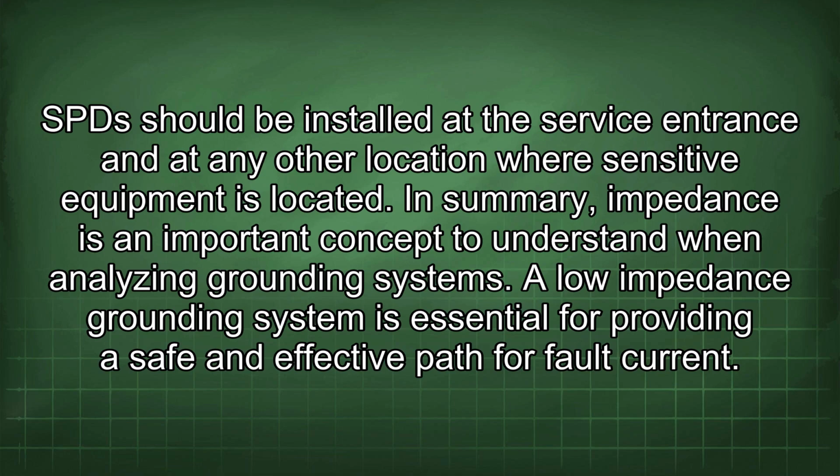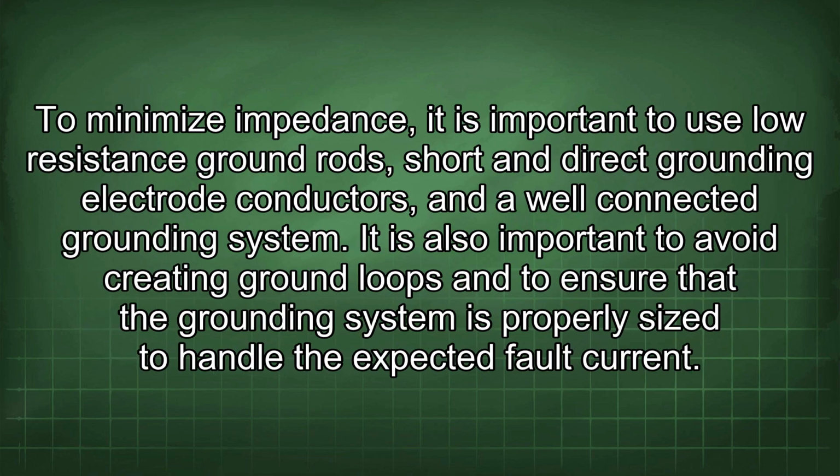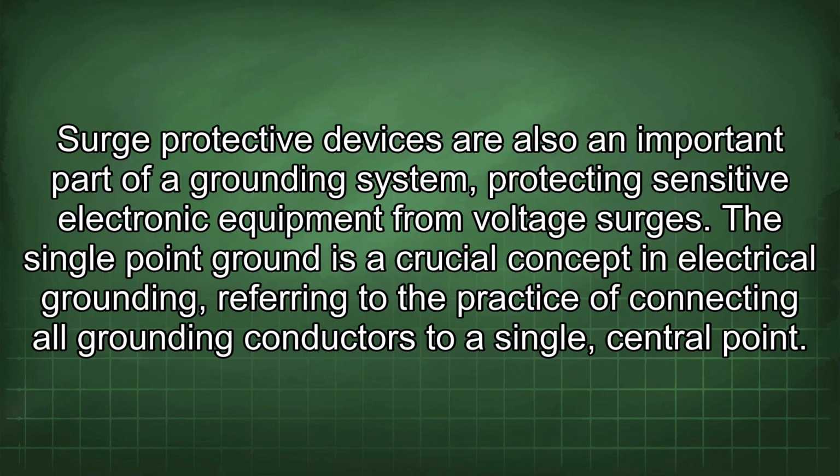In summary, impedance is an important concept to understand when analyzing grounding systems. A low impedance grounding system is essential for providing a safe and effective path for fault current. To minimize impedance, it is important to use low resistance ground rods, short and direct grounding electrode conductors, and a well-connected grounding system. It is also important to avoid creating ground loops and to ensure that the grounding system is properly sized to handle the expected fault current. Surge protective devices are also an important part of a grounding system, protecting sensitive electronic equipment from voltage surges.